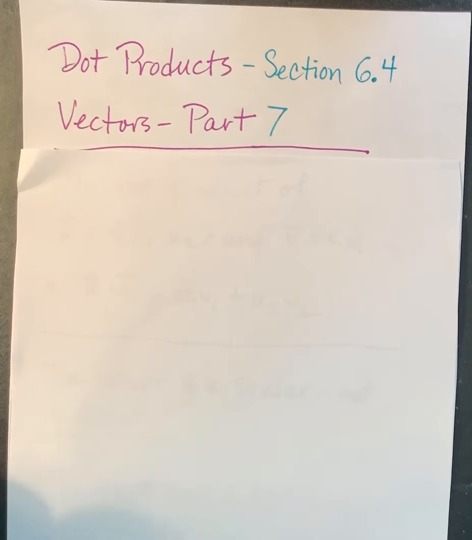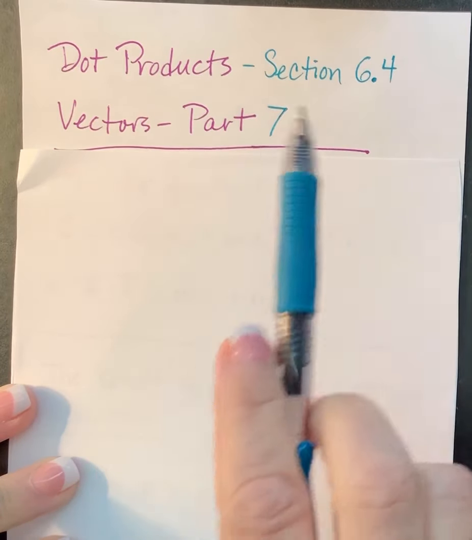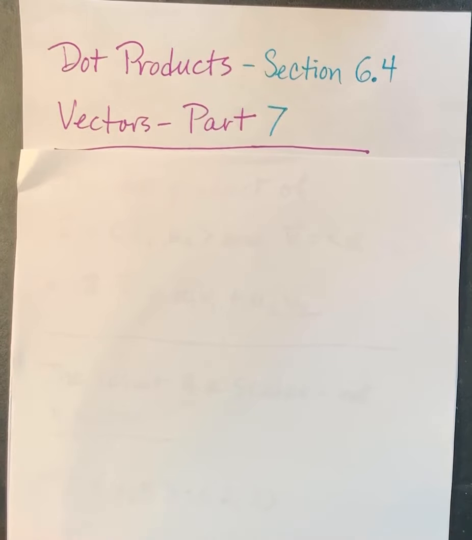Okay, in this video we will talk about dot products. This is another part of our unit on vectors. This is vectors part 7, and this is in section 6.4 in the textbook. All right, the dot product is another kind of multiplication that you can do with vectors.